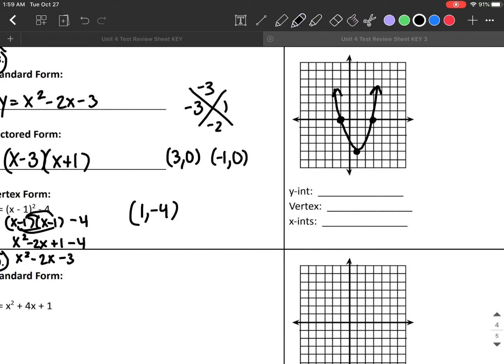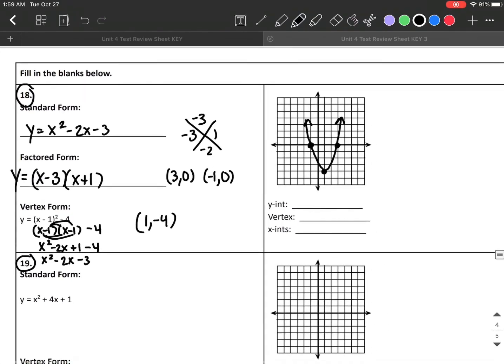I know my y-intercept. I can find it very easily from the standard form. It's the constant there. It's what I get when I plug in 0 for my x's, so I'm just left with the constant, and that's (0, negative 3). The vertex I found was (1, negative 4), and the x-intercepts were (3, 0) and (negative 1, 0).